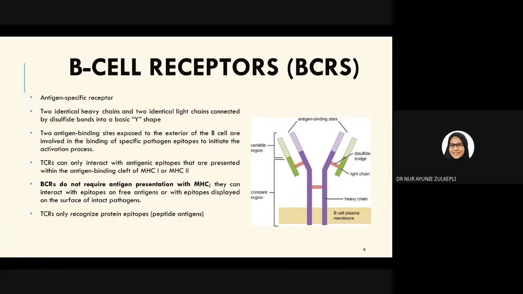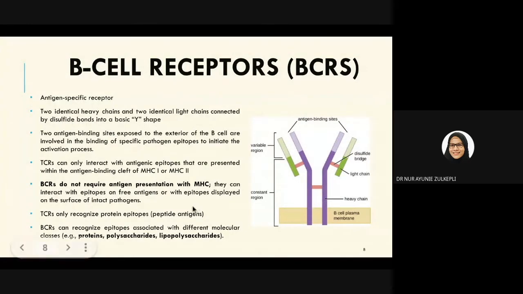And the TCR only recognizes protein epitopes, where the pathogen has already been digested and the peptide antigen is expressed on the surface of the APC, right? It only recognizes the protein epitopes, the peptide antigen. But the BCR can recognize epitopes associated with different molecular classes, not only protein but, for example, polysaccharides and lipopolysaccharides.